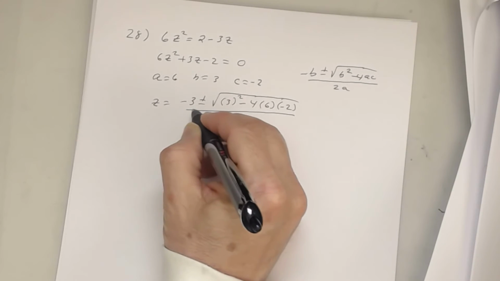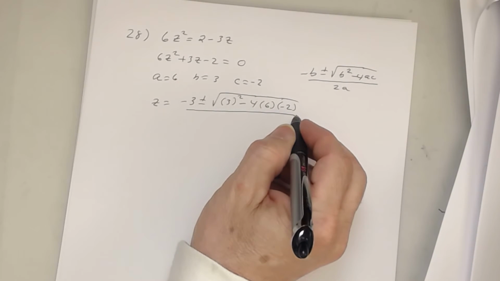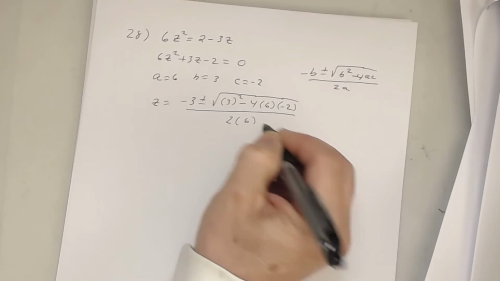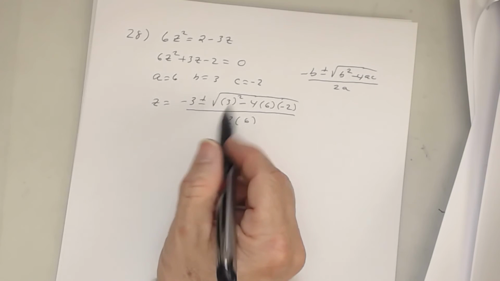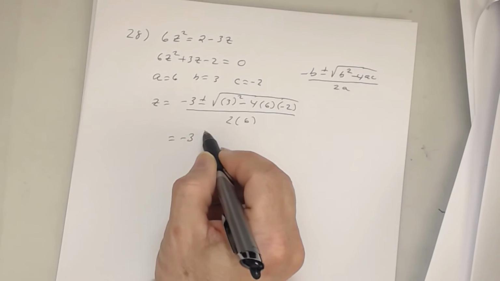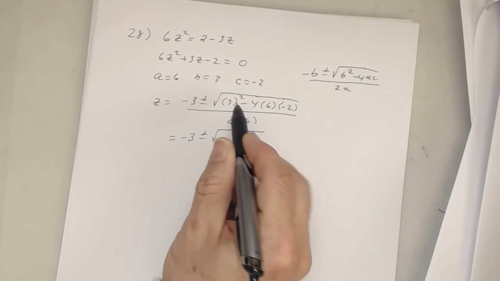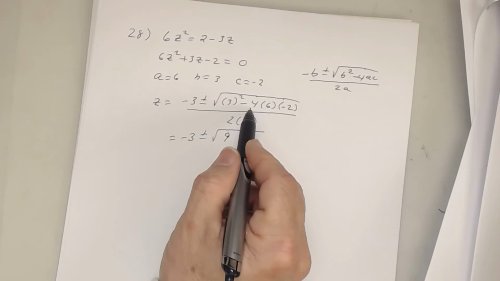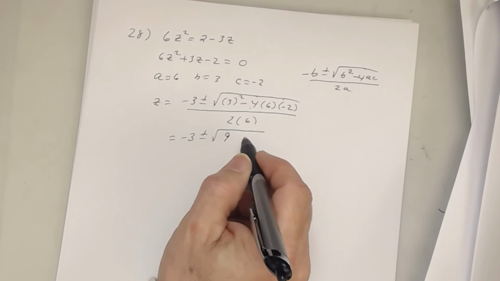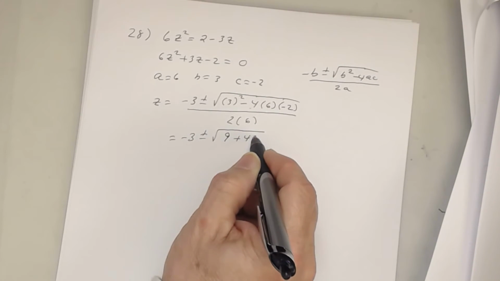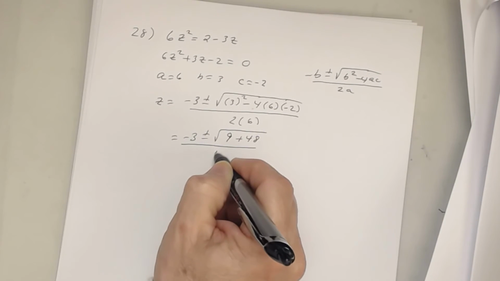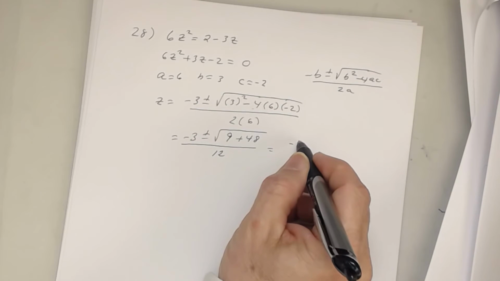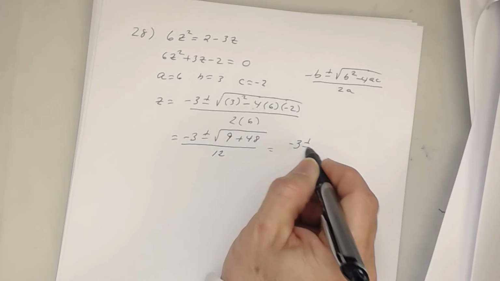All divided by, make sure you go from negative 3 all the way to the end of the square root symbol. 2 times A is 6. All right, let's simplify the radicand. So I get negative 3 plus or minus the square root of, what's 3 squared? 9. Okay, what's the negative 4 times 6 times the negative 2? Positive 48. Yes. Divided by 12. What's 9 plus 48? 57.